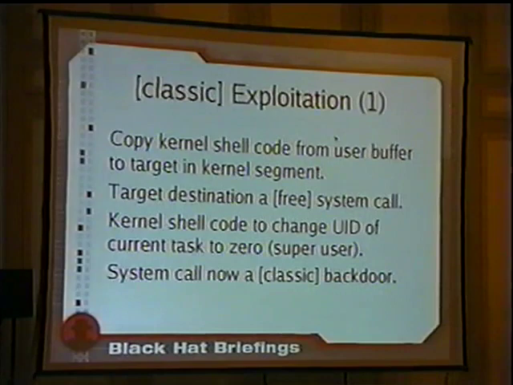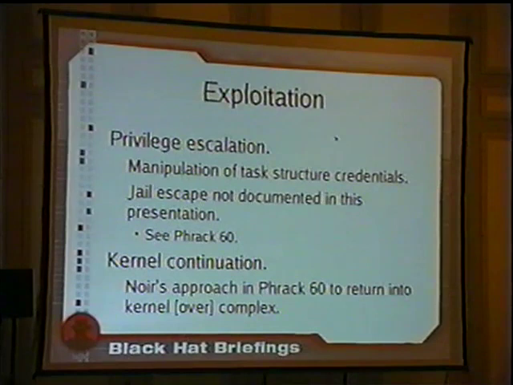What do we do when we want to exploit something? We want to escalate our privileges, and we also want kernel continuation. We want the kernel to continue running without crashing. Privilege escalation is typically done by manipulation of the task structure, the process control block. So we want to change our UID and our GID to 0 to be root. Classic backdoor. I don't talk about escaping jails or chroot environments, which is another thing that is very useful with arbitrary kernel code execution.